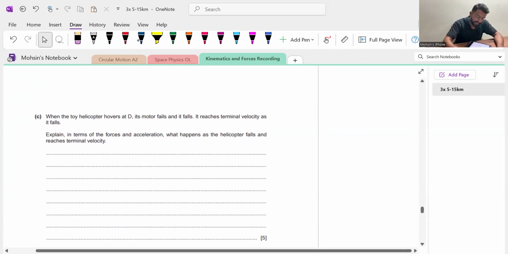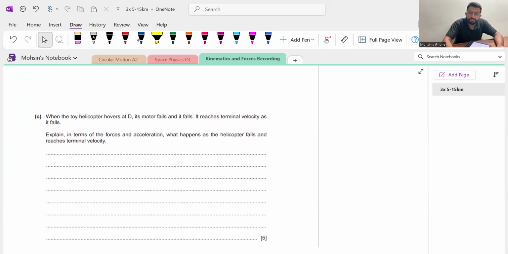When the toy helicopter hovers at D, its motor fails and it falls. It reaches terminal velocity as it falls. Explain in terms of forces and acceleration. What happens as the helicopter falls and reaches terminal velocity? So explain in terms of forces and acceleration. You have to mention forces and acceleration, and it is reaching terminal velocity.